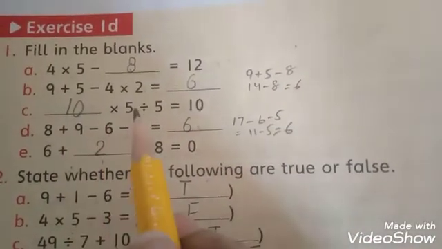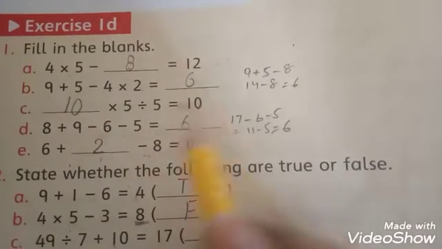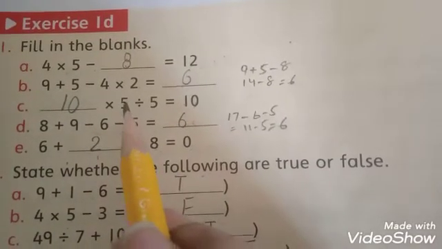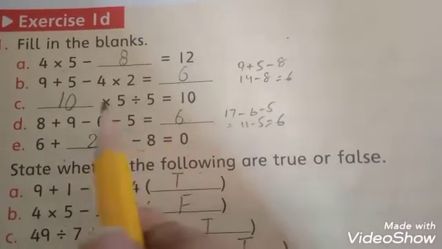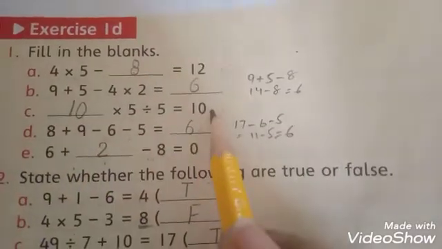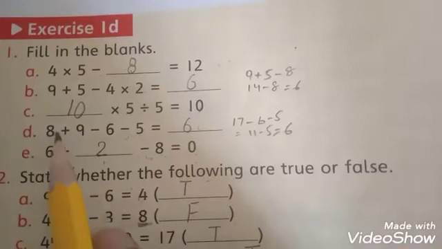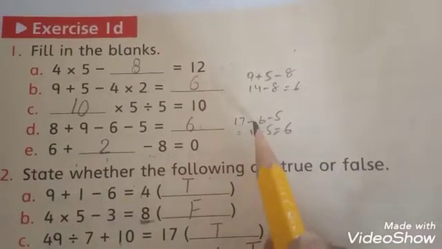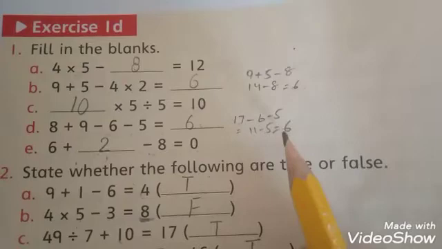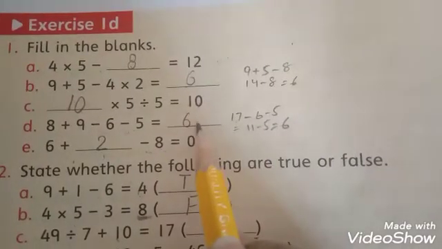Dash multiply 5 divided by 5 is equal to 10. We first solve division. 5 divided by 5 is equal to 1. 1 multiply 10 is equal to 10. Again we solve by DMAS rule. 8 plus 9 is 17. 17 minus 6 is 11. 11 minus 5 is 6. So answer is 6.